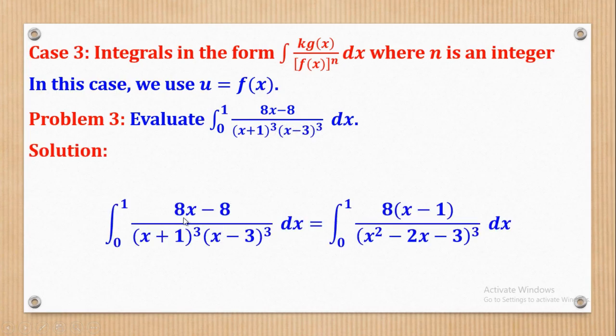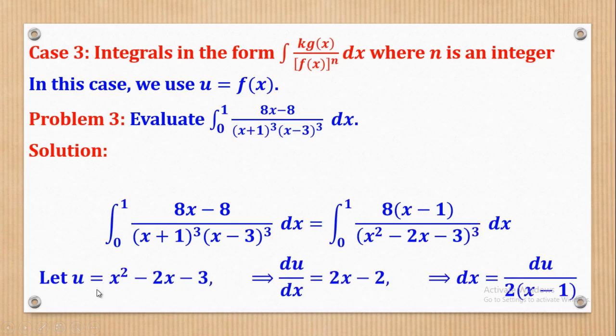So in this case, we shall first expand the brackets. When I expand (x plus 1) multiplied by (x minus 3), I'll come up with x squared minus 2x minus 3. Then remember, this power was the same and it will affect both of them, so I put it outside here.